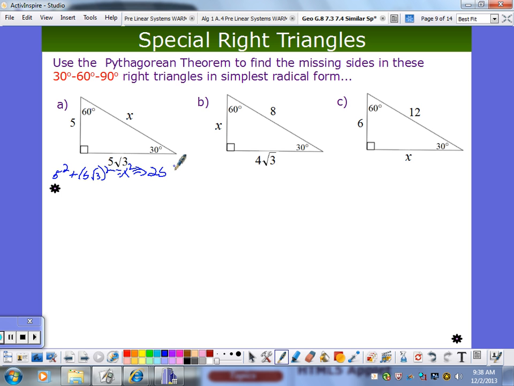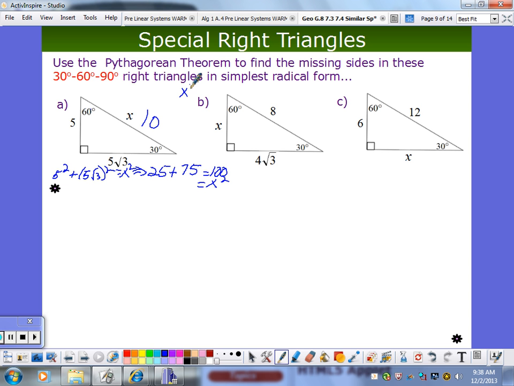So 25 plus 25 times 3, right? 75 is 100, which is x squared. So what's x? Did we follow what happened here? Did we follow that? Yeah? Okay. Let's try this guy now.